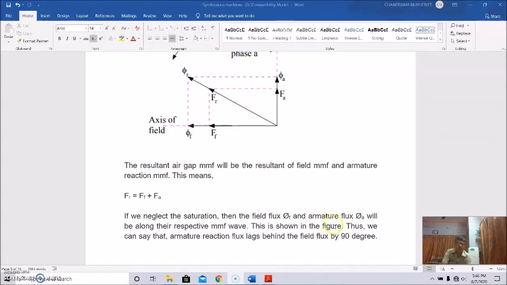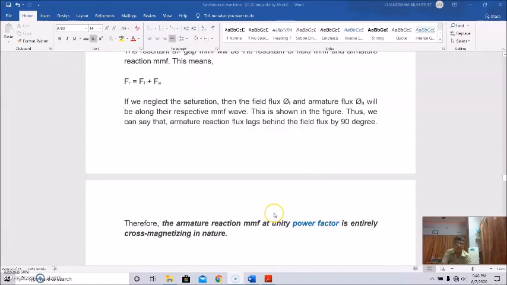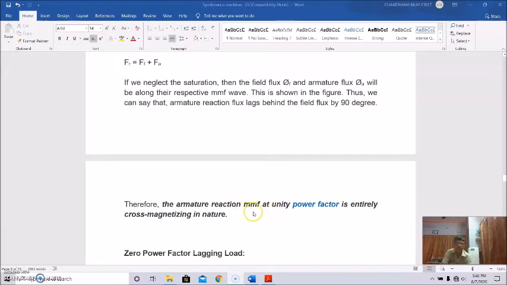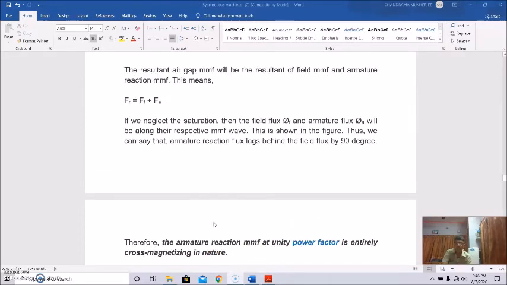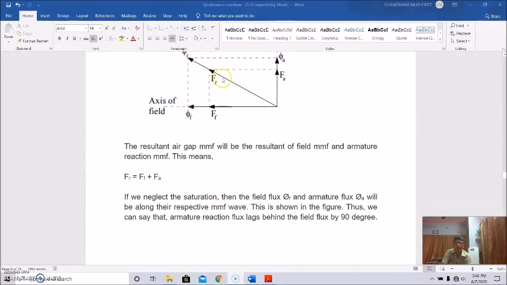This is actually, and thus we can say the armature reaction flux lags behind the field flux by 90 degrees. Okay, this is armature reaction flux, and this is field flux, by 90 degrees. And therefore, the armature reaction MMF at unity power factor is entirely cross magnetizing in nature. So from here we are finding this is cross magnetizing in nature.